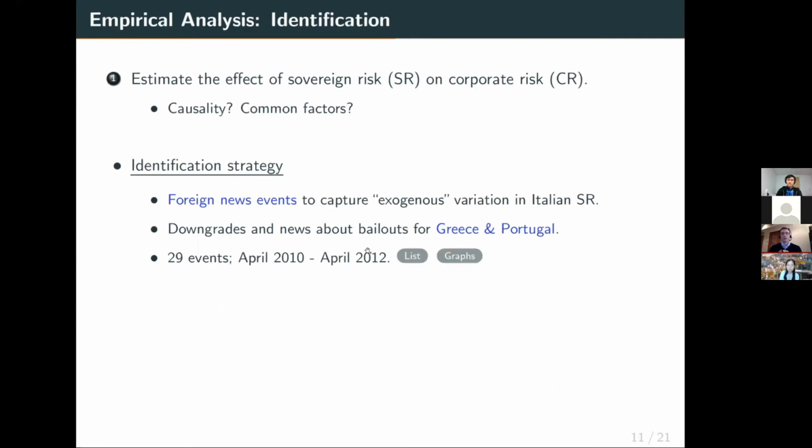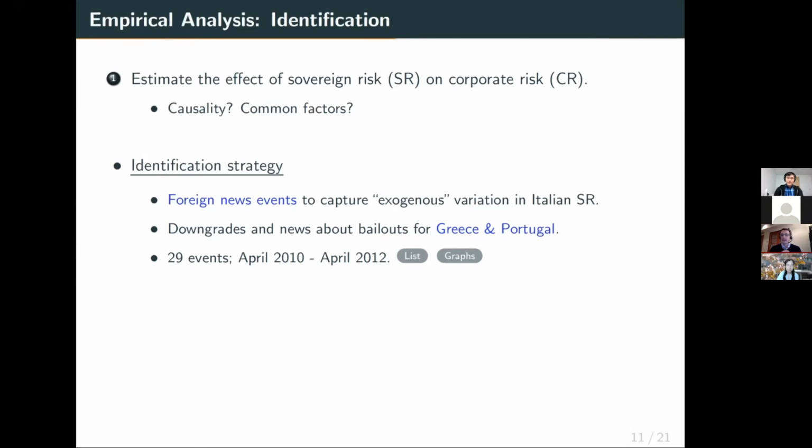Okay. So in terms of the identification strategy, remember, the goal here is to estimate this effect going from sovereign to corporate risk. There are obvious challenges if you want to do that. One, for example, is causality, because it may have been the case, following, for instance, Steve's paper, that first there was something happening with corporate risk, and that affected the sovereign risk of the Italian economy. And there may also be some common factors.